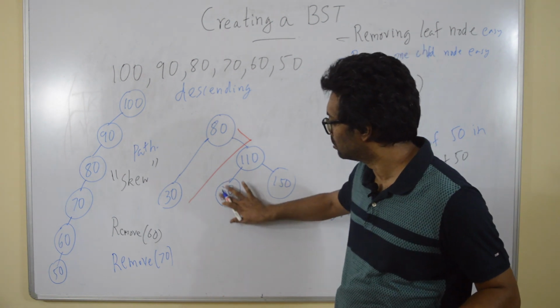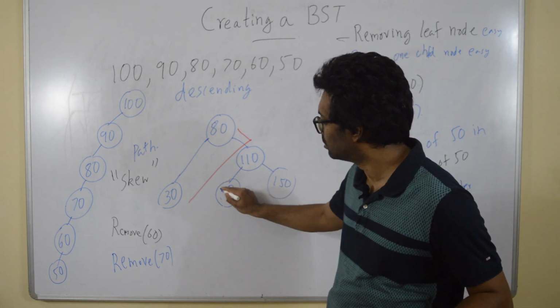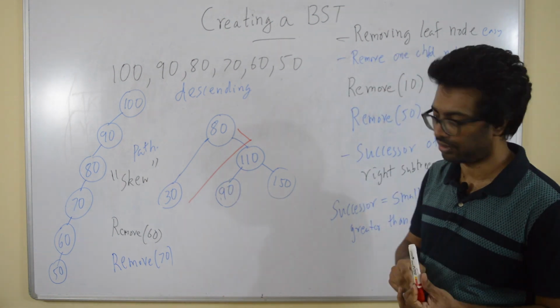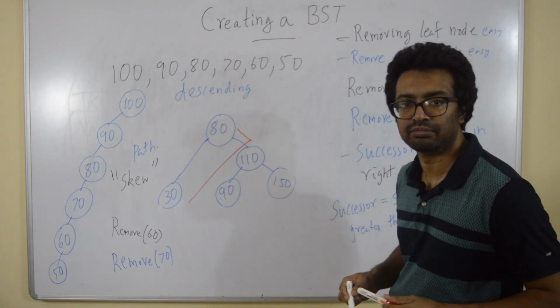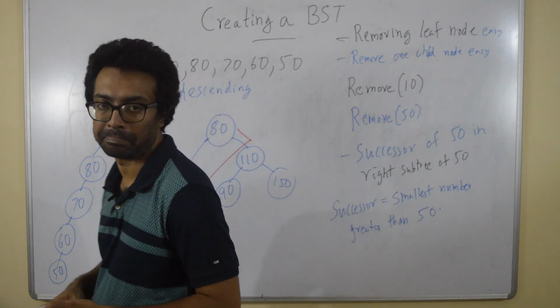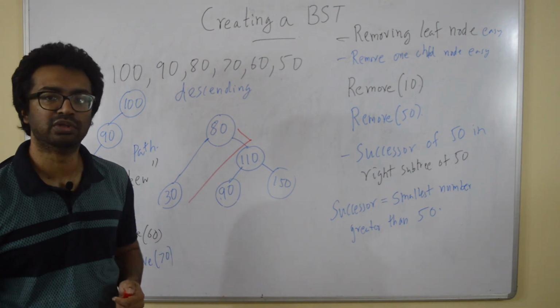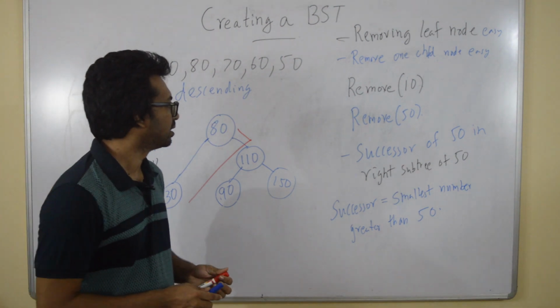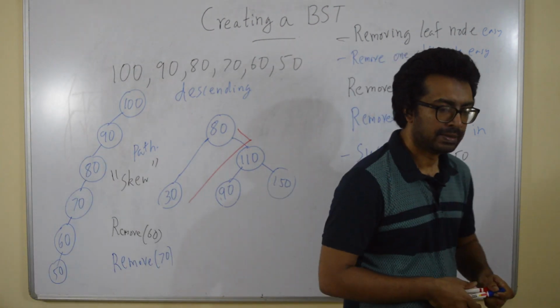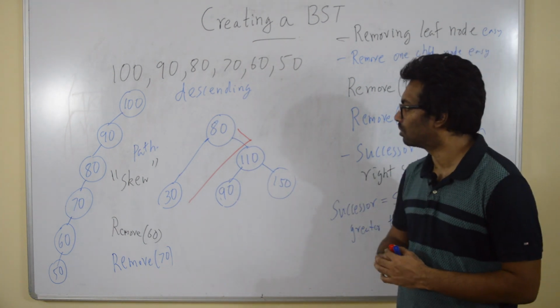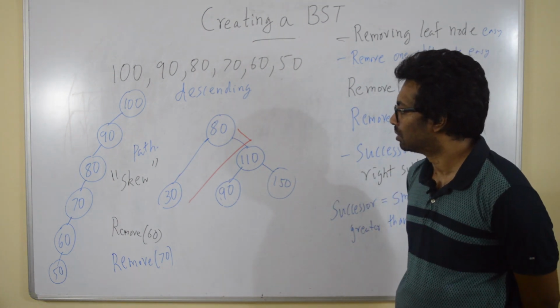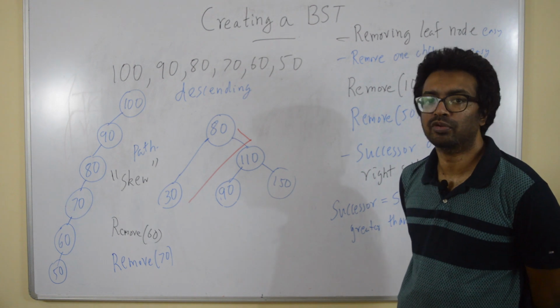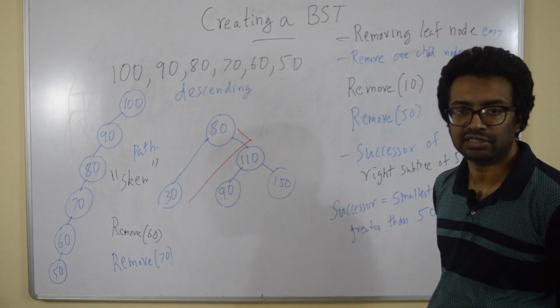and replace this. Right? Is it clear? Okay. That's how you're going to do this. This is the algorithm for removing an element from the binary search tree.